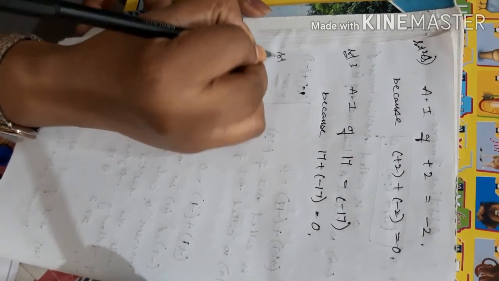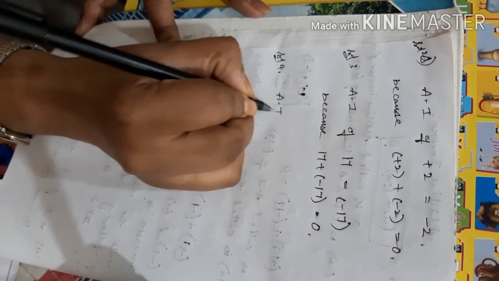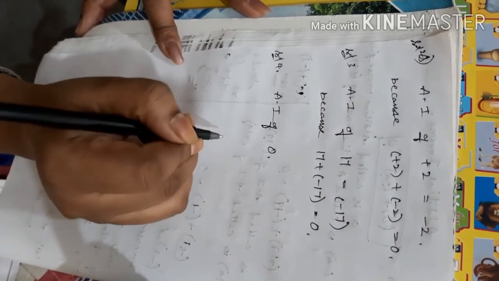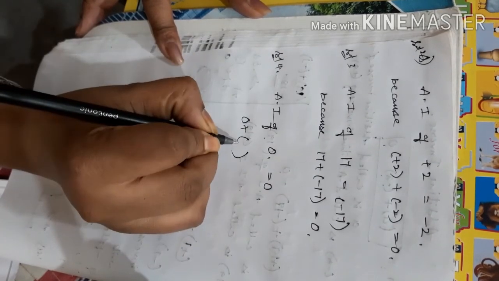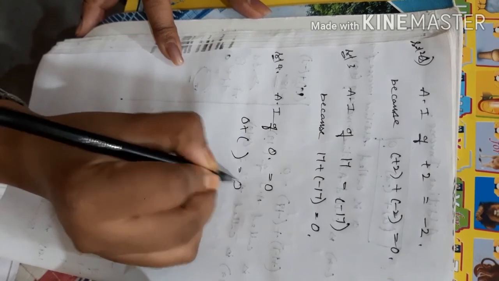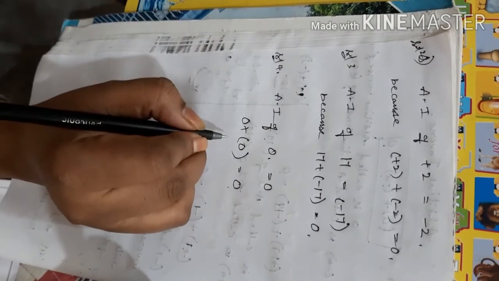The next solution, the fourth one. Additive inverse of 0 is what? 0 is nothing but 0. If you add 0 to what, you will get again 0? Simply 0 only. Okay, clear?